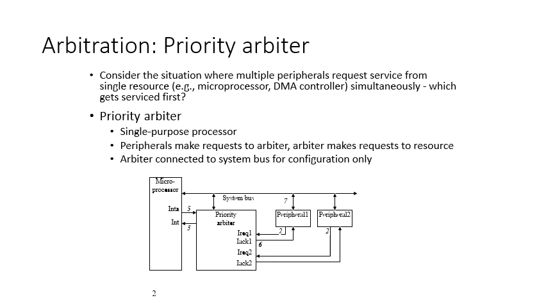In our earlier discussion, several situations existed in which multiple peripherals might request service from a single resource. For example, multiple peripherals might share a single processor that services their interrupt requests. As another example, multiple peripherals might share a single DMA controller that services their DMA requests. In such situations, two or more peripherals may request service simultaneously. We must therefore have some method to arbitrate among these contending requests.